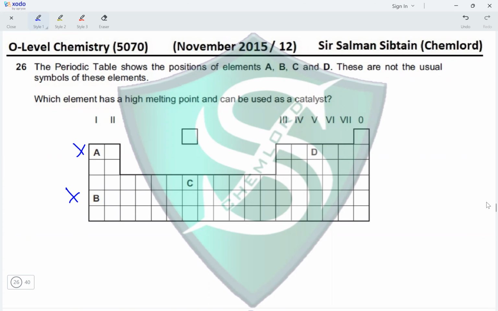Option C is a transition metal. It has very high melting point and it is used as a catalyst due to the property of having variable oxidation states. And element D is nitrogen because it is the first element in group 5 of the periodic table. Nitrogen is not used as a catalyst, nor does it have a high melting point because it exists as a gas at RTP. So this makes option C the correct option for this question.